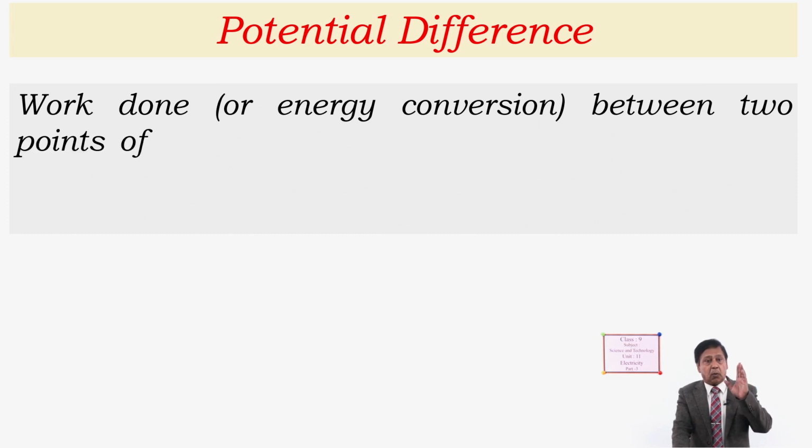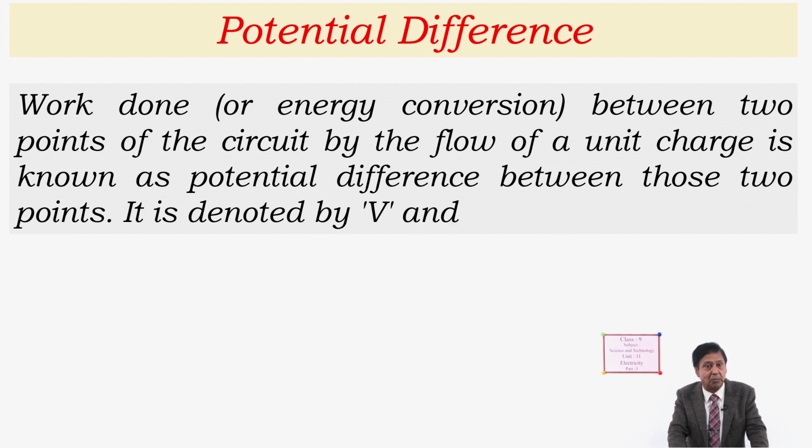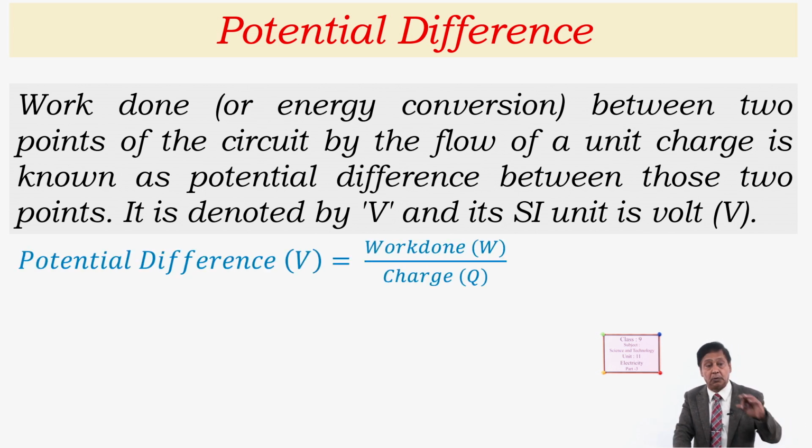What is it? It was told in previous class also. Work done or energy conversion between 2 points of the circuit by the flow of a unit charge is known as potential difference between those 2 points. It is denoted by V and its SI unit is volt, V. It means if someone says the potential difference V equal to 5V, first V represents potential difference and second V represents its unit volt. Okay, it is represented by this formula. Potential difference V equal to work done W by charge Q.